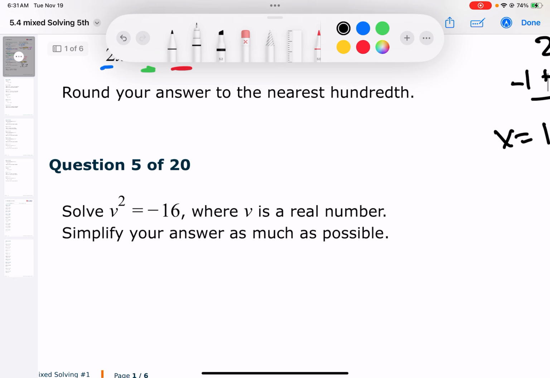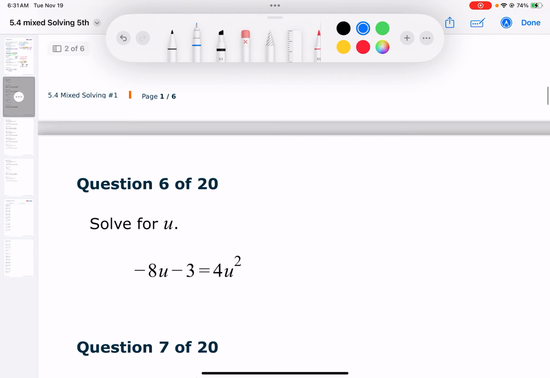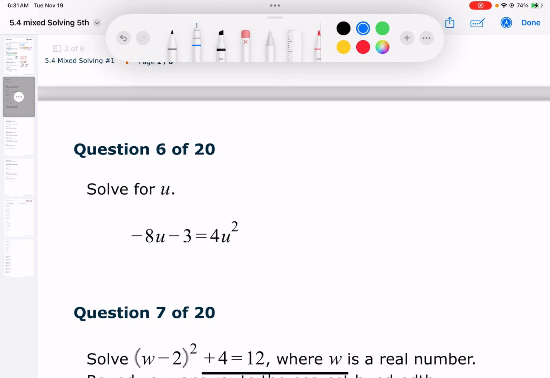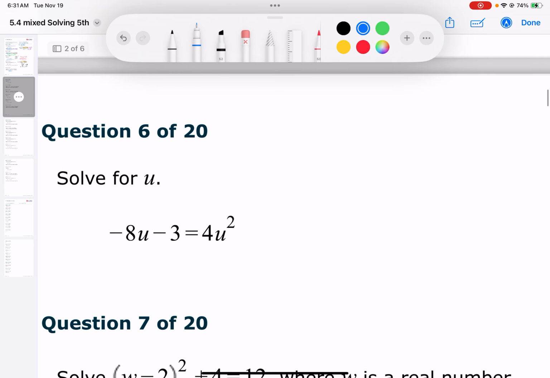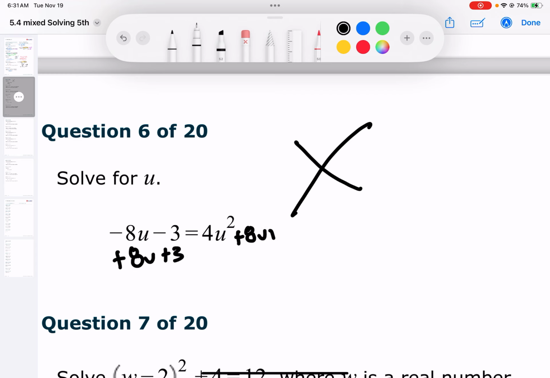Okay, so on this one, I want to take the square root. I can't take the square root of a negative number, so this one's no solution. This one says solve, so I could probably use square root or quadratic formula, but I'm going to see if I can do it without it. Plus 8u plus 3 plus 8u plus 3.